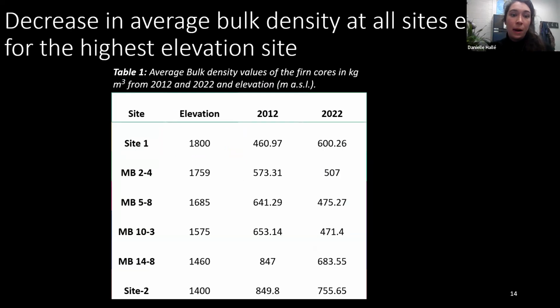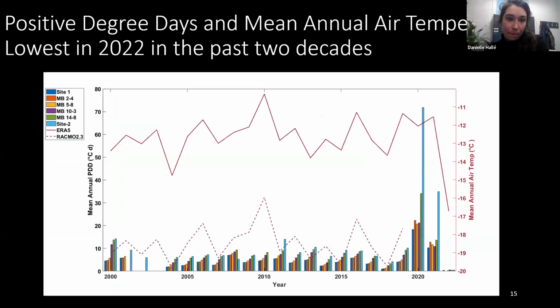And when we compare the bulk density at all sites, we also see a decrease in bulk density at all sites, except for at the highest elevation site, which I'm still not sure why that is. But to look into why we have seen a decrease in the ice fraction at all sites from 2012 to 2022, I was using the climate model data to calculate positive degree days.